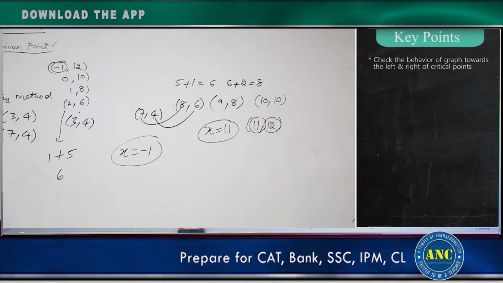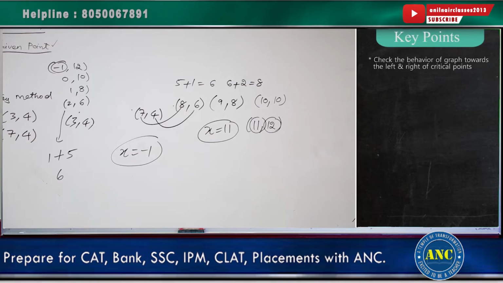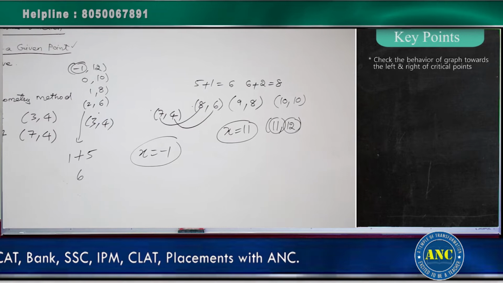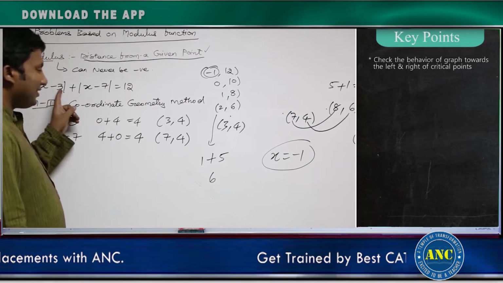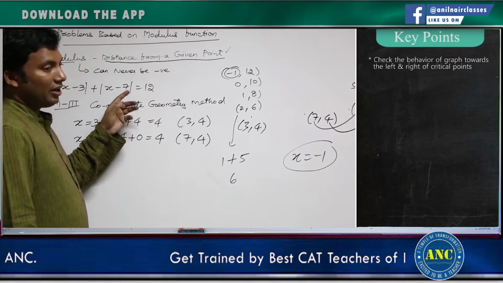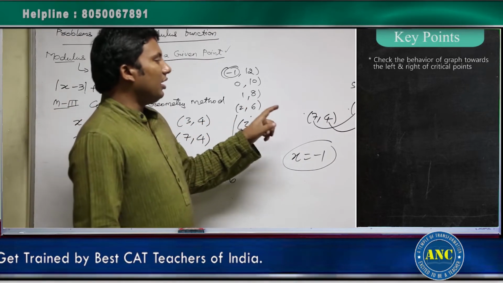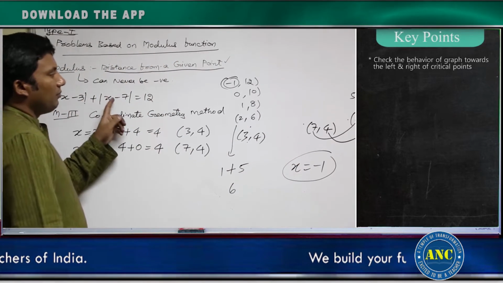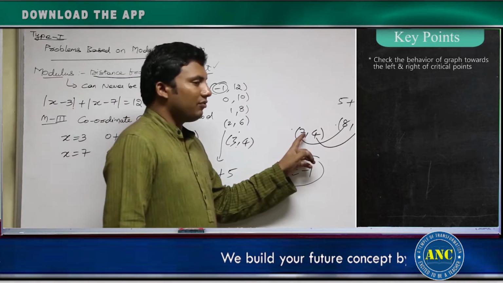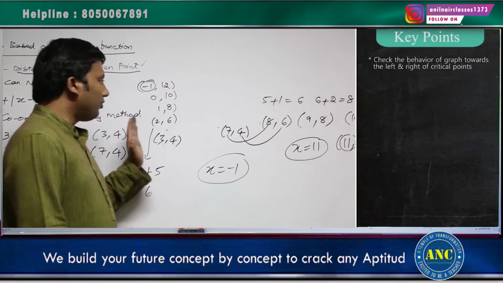Take step number 1. Identify the critical points 3 and 7. Take x equivalent to 3. Check what is the y value. y value is 4. 3 minus 3 is 0. Mod of 3 minus 7, minus 4, is 4. 3 comma 4. Take x 7. 7 minus 3 is 4, 7 minus 7 is 0. 7 comma 4. See the behavior of the graph after 7 and before 3.